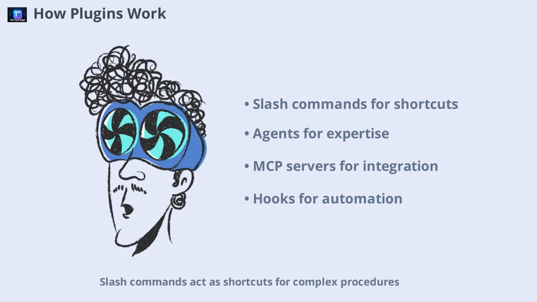Slash commands act as shortcuts for complex procedures. Agents bring domain expertise like security or performance. MCP servers integrate with external systems, and hooks automate actions at key events. This modular architecture separates knowledge definition from use, ensuring every developer inherits the latest standards instantly. Change a plugin, and your whole team is updated. It's version control for your AI's context.